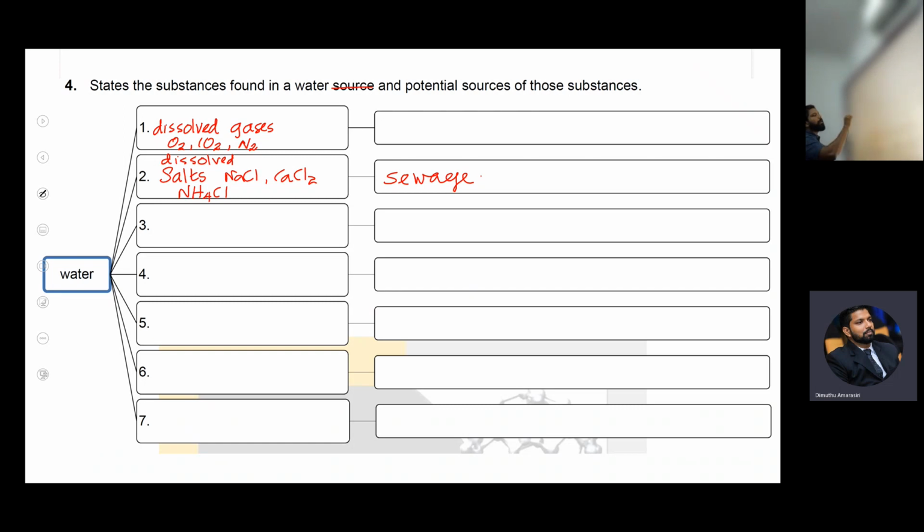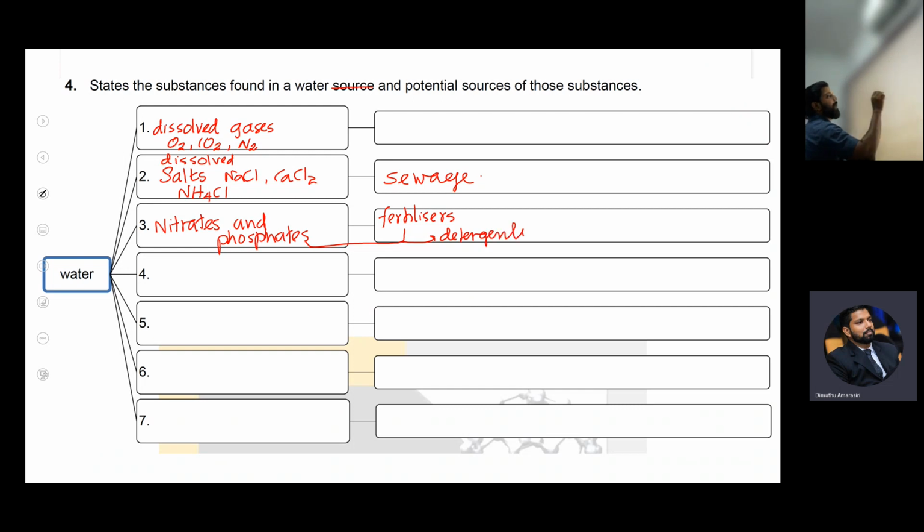What about nitrates and phosphates? Nitrates and phosphates are two very troublemaking ions in water sources. They are definitely coming from fertilizers and detergents. Nitrate from fertilizers. Phosphate from both fertilizers and detergents.